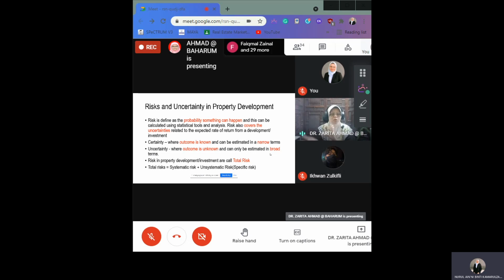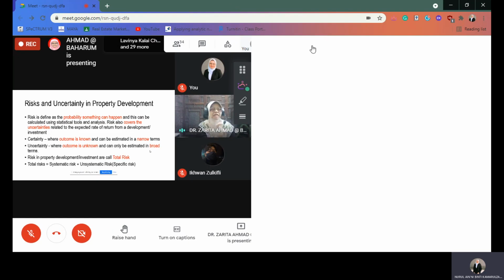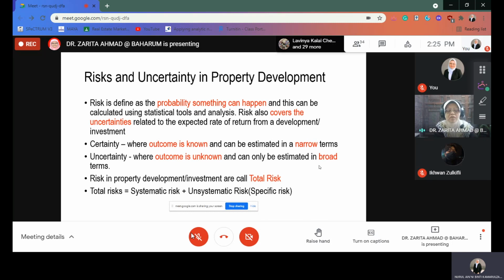So now, when you are talking about the risk of the development, the total of all, we call it total risk. So what is total risk? Your total risk is the systematic risk plus your unsystematic risk or specific risk. I'm sure that you have covered this in your portfolio management. You have learned portfolio management, right?